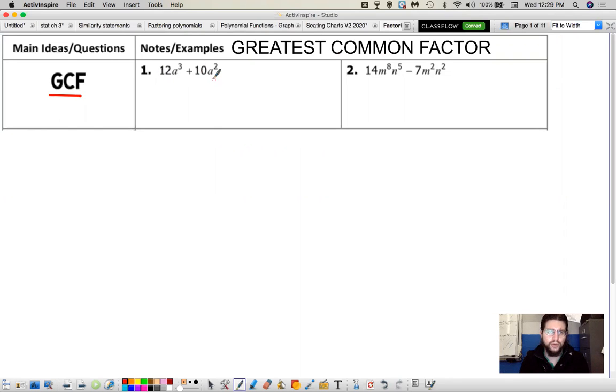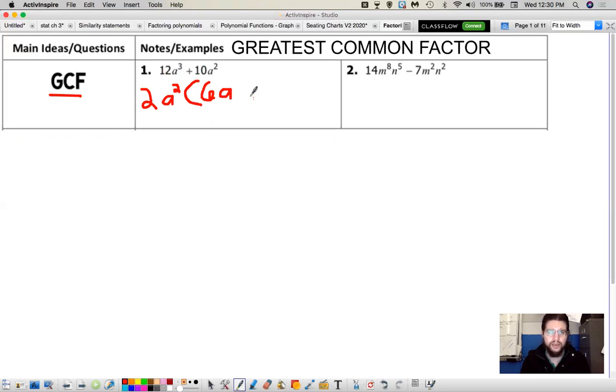Looking at this number 1, 12a cubed plus 10a squared. They both have 2 in them, and they both have 2 a's in them, a squared. Whenever we're factoring, we're undistributing, we're dividing these terms. So 12 divided by 2 is 6. A cubed divided by a squared is a.